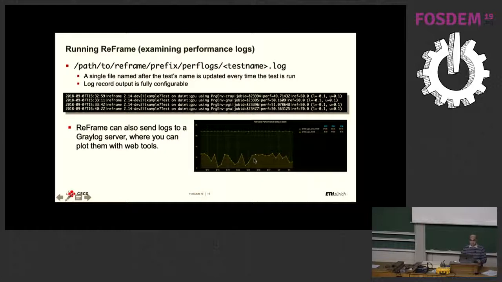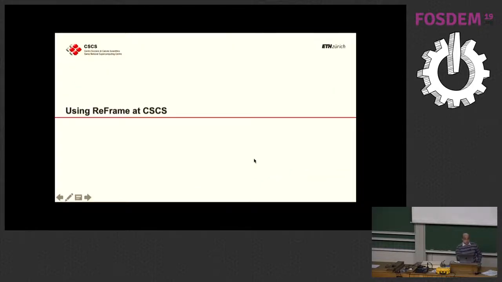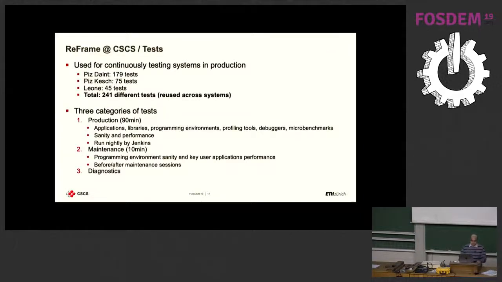The usage that we have for ReFrame inside CSCS, in our National Computer Center, is that we run it on all three major clusters that we have: Piz Daint, Piz Kesch, and Leone. Piz Daint is where anyone can access through projects. Piz Kesch is the one where we do the climate calculations, so the simulations that say it's going to rain or not rain are done in our center. And Leone is a private cluster from a customer.